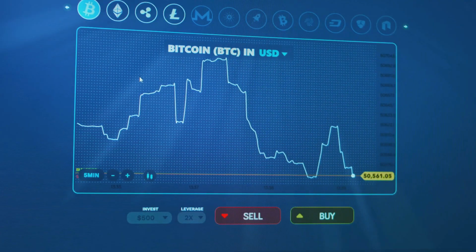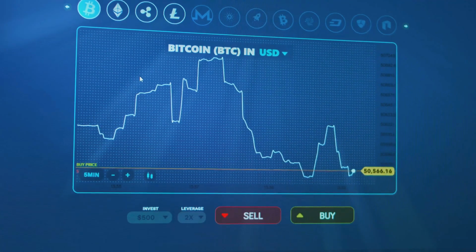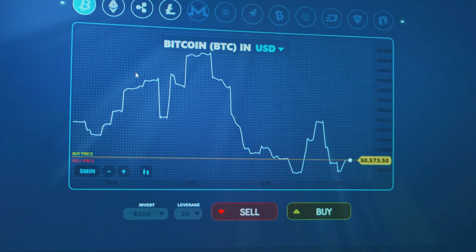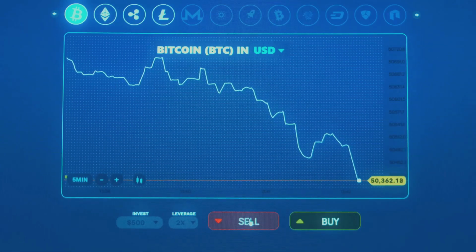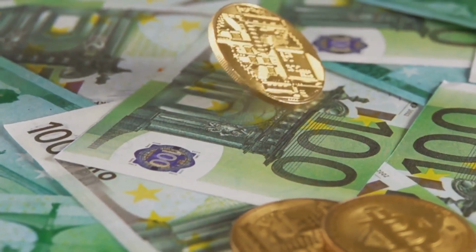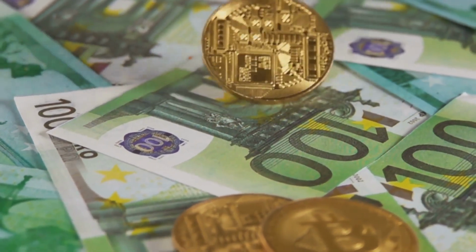While Bitcoin's price can be volatile, its long-term potential as a store of value and a medium of exchange is significant. Bitcoin's journey is just beginning. Its impact on the global financial system remains to be seen, but it represents a new chapter in the history of money.